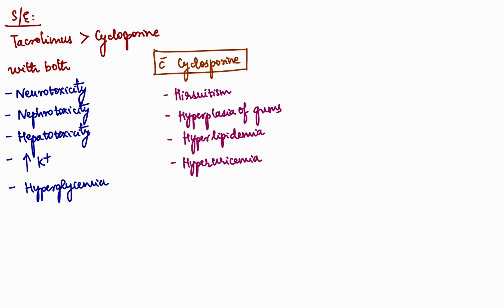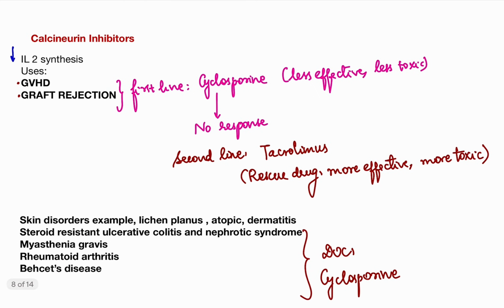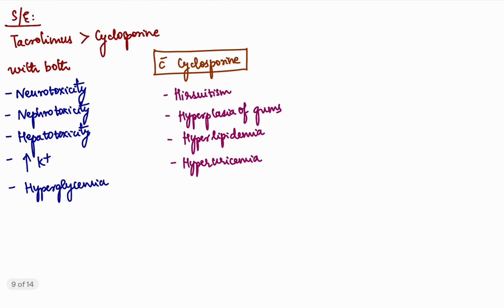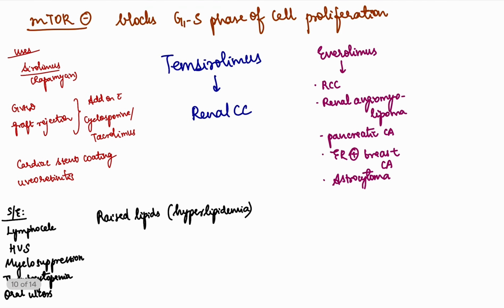Let's learn about the side effects. As I already mentioned, tacrolimus is more effective and at the same time more toxic. Both cyclosporin and tacrolimus are neurotoxic, nephrotoxic, and hepatotoxic, and cause hyperkalemia and hyperglycemia. But cyclosporin alone causes hirsutism, gum hyperplasia, hyperlipidemia, and hyperuricemia.